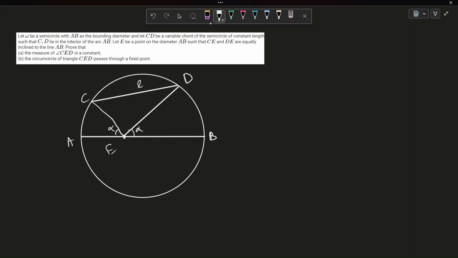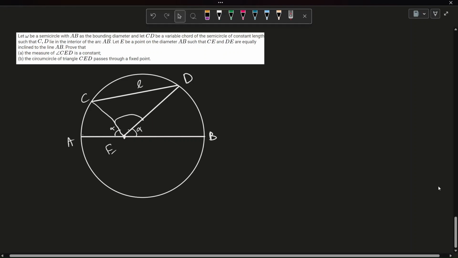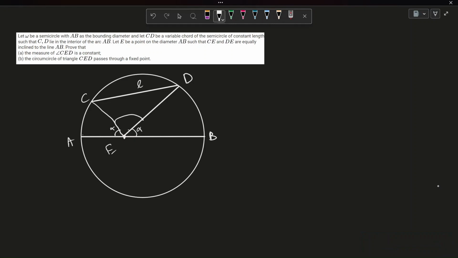We need to prove that the measure of angle CED is constant. So we need to prove that this angle, which is equal to 180 minus 2 alpha, is a constant. So basically this boils down to showing that alpha is a constant. If alpha is a constant, then of course 180 minus 2 alpha would also be a constant. So both of these angles are alpha.